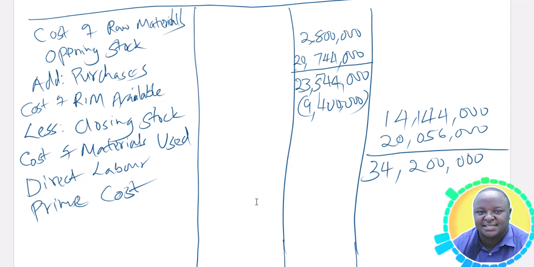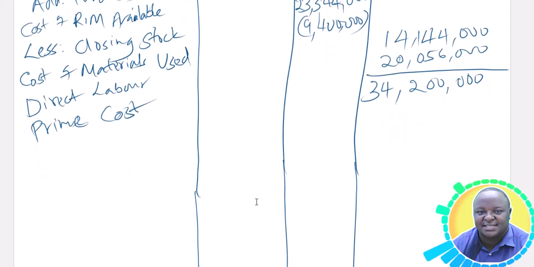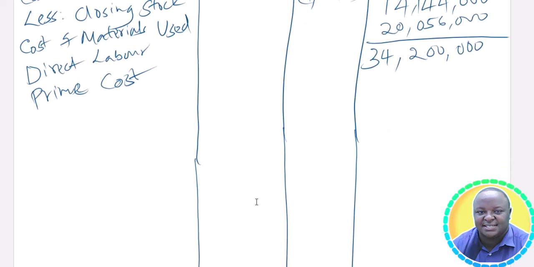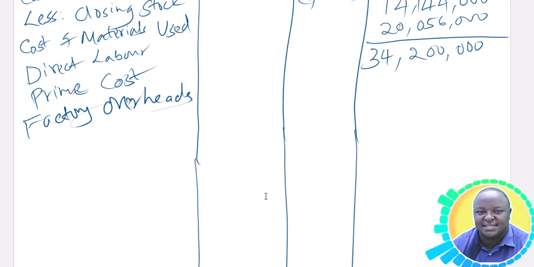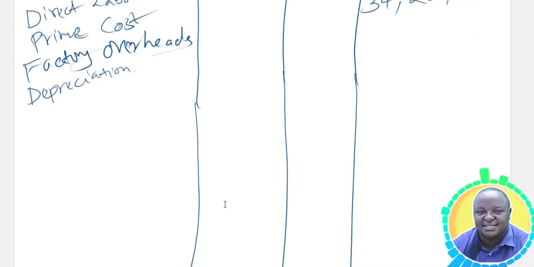Now, after adding both the direct raw materials and direct labor, we go to the factory overheads. Now we will write here factory overheads. In the addition of factory overheads, let me start with the depreciation. In the depreciation, I will start with the plant and machinery.